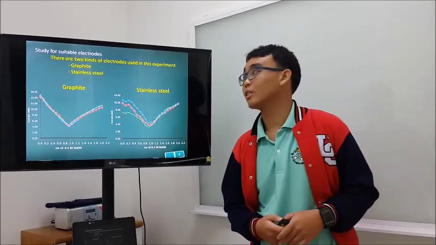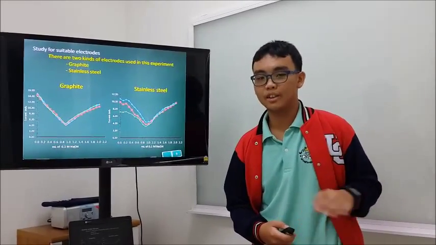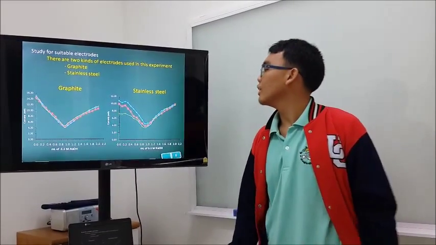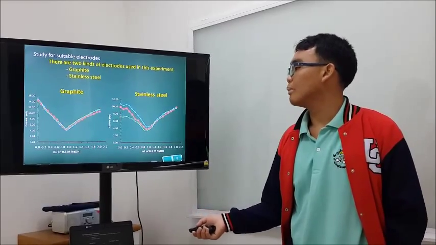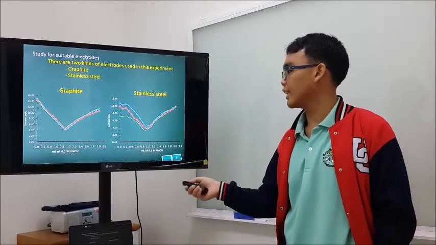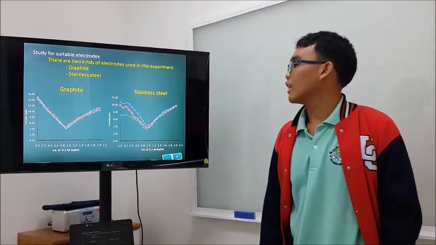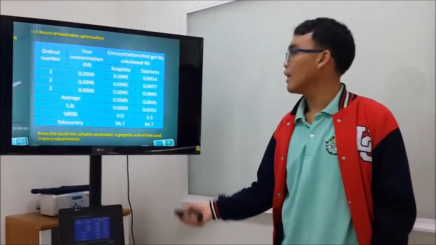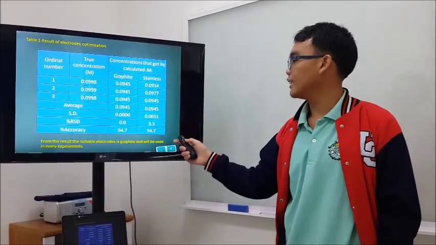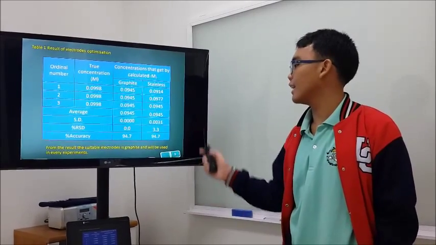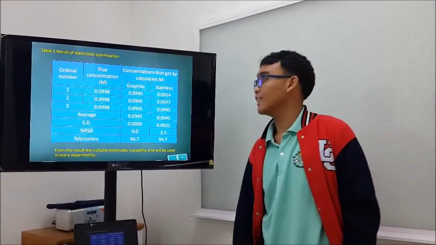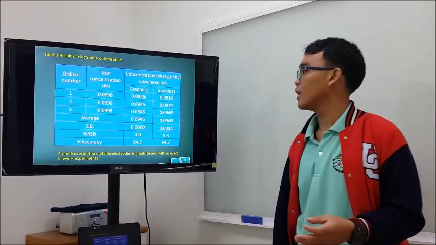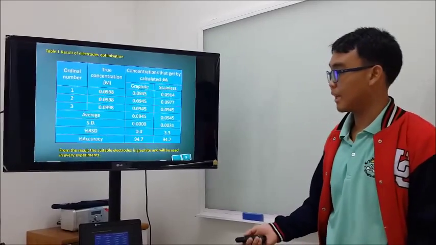Study for suitable electrode. There are two kinds of electrode used in this experiment: one, graphite; two, stainless steel. This is a comparison between graphite and stainless steel titration graphs. You can see that the curve shape of graphite is better than stainless steel. From the results, accuracy is the same, but SD and RSD of graphite are better than stainless steel. So I use graphite as the suitable electrode and it will be used in every experiment.